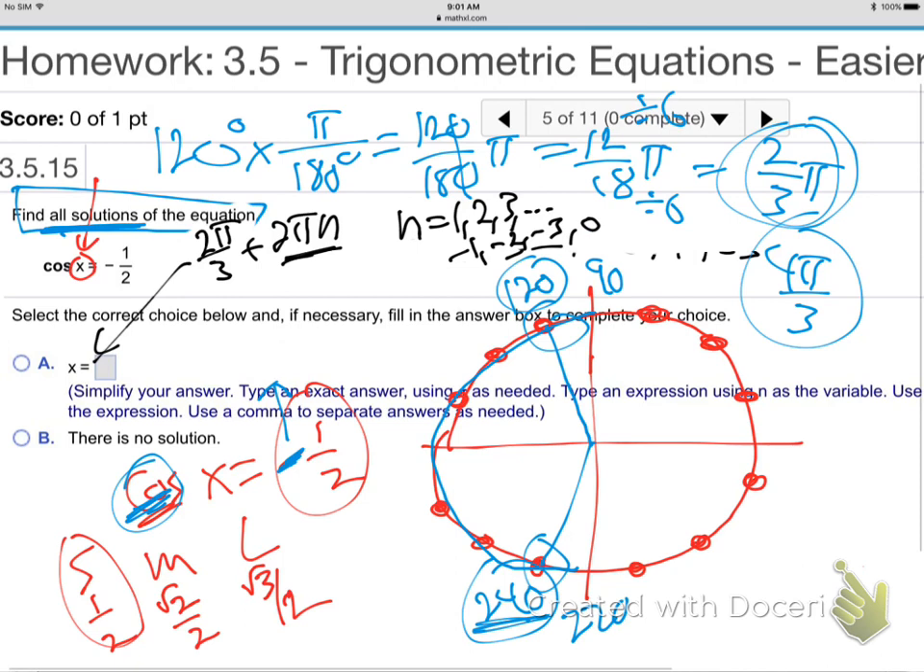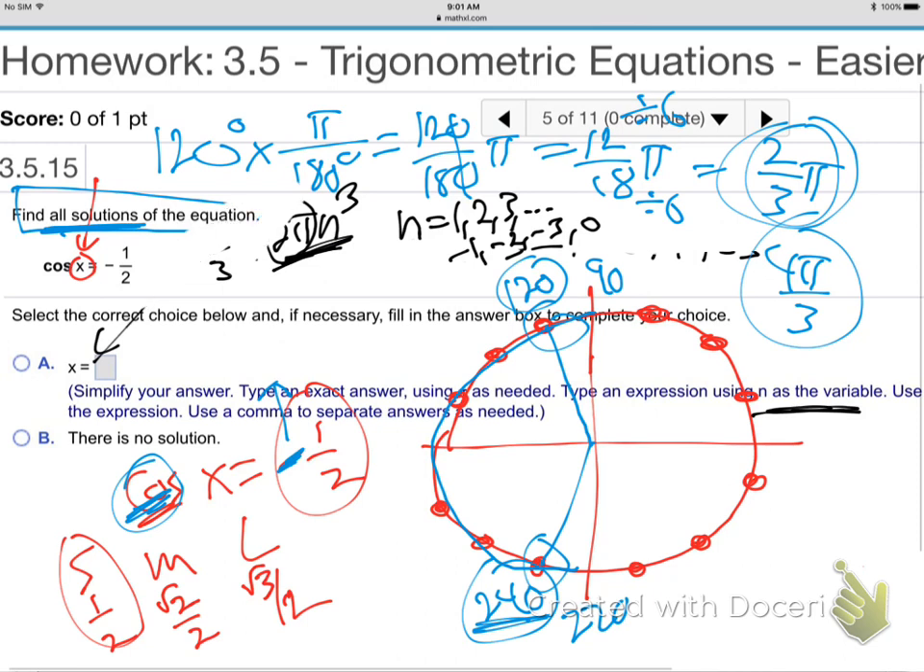Yeah, type an expression using n as the variable. So when you write 2 n pi, no matter what n is, that's a full circle, right? Because 2 pi is a full circle, so say n is 3. Well, then that's 3 full circles. That's 3 2 pi's. So we're saying, for example, you could go 3 full circles and then 120. Or you can go 4 full circles and then 120. Or any number of full circles and then 120. That's what we're saying, plus 2 n pi.